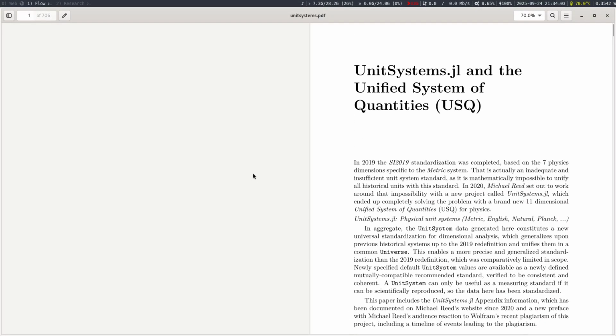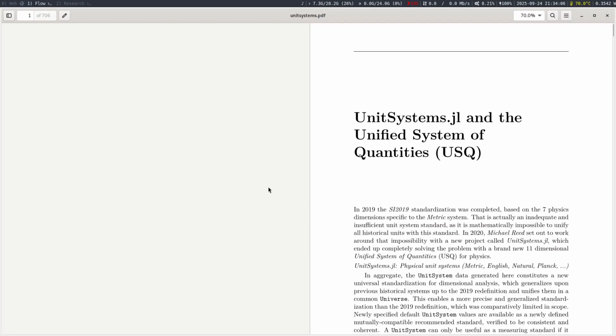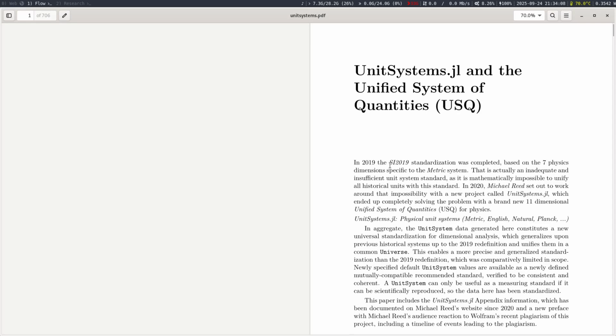All right, so let's take a look at the PDF document. In 2019, the SI 2019 standardization was completed. This is called UnitSystems.jl and the Unified System of Quantities, USQ. The SI 2019 standardization was based on the 7 physics dimensions specific to the metric system. What I found is that it is actually an inadequate and insufficient unit system standard, as it is mathematically impossible to unify all historical units with this standard.